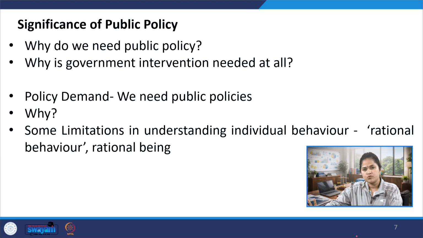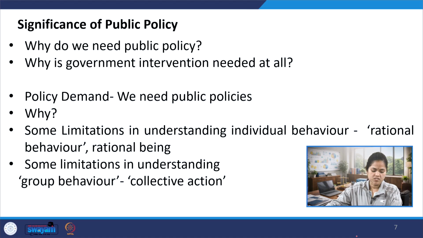the behavioral aspects. Which behavior? The first one is understanding individual behavior, and the second one is to understand the group behavior. And in understanding the individual behavior and group behavior, we can also find some limitations. Since there are some limitations in understanding the individual behavior and the group behavior as well, that is the reason we need public policy, because by understanding these limitations in individual behavior and group behavior, we find that there are issues, and hence policy demand is pronounced.